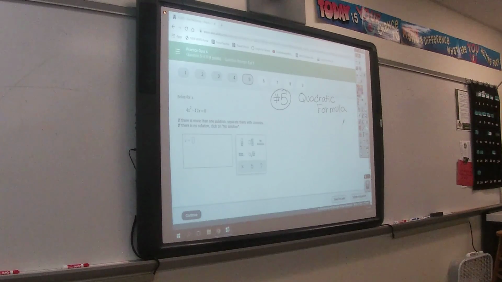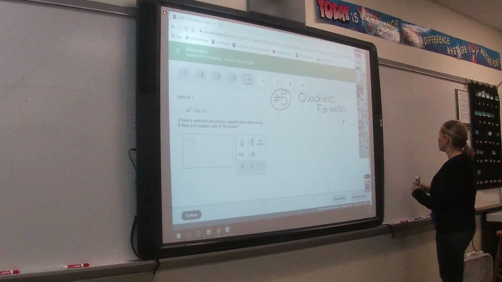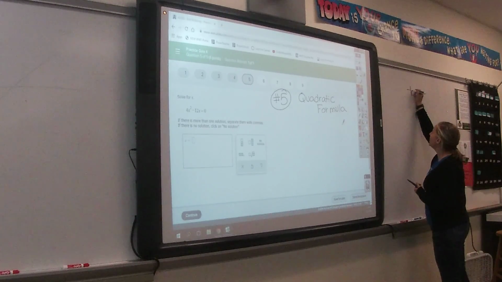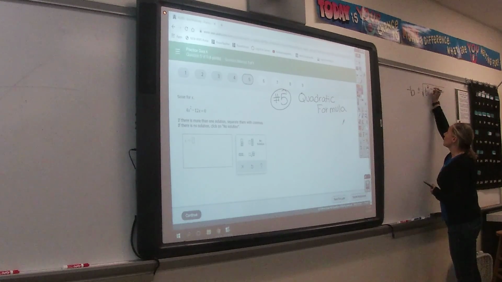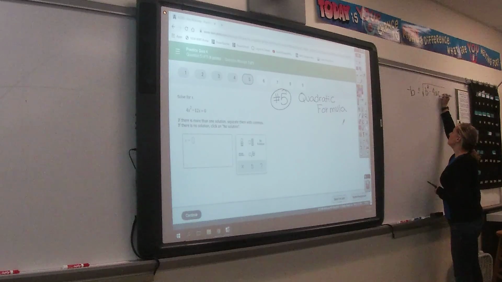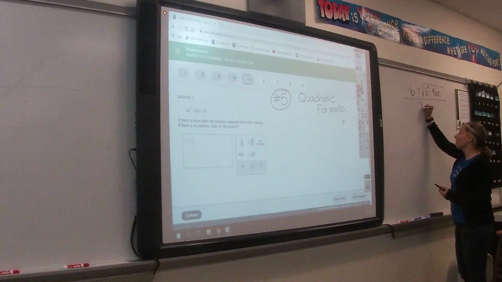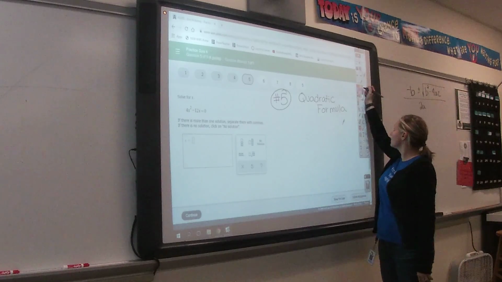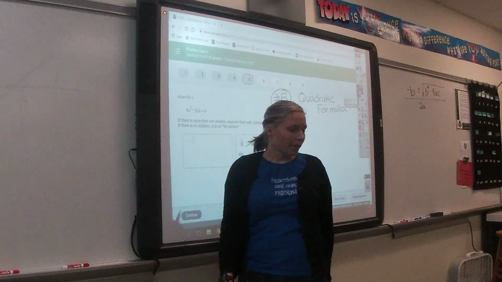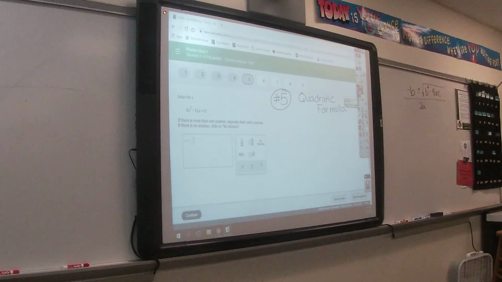The quadratic formula says -b, which we really read as the opposite of b, plus or minus the square root of b squared minus 4ac, all over 2a. For the quadratic formula to work, what does the problem have to equal? 0. So if it doesn't equal 0, rearrange.